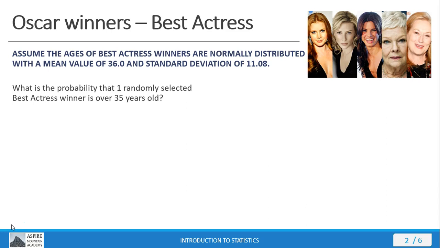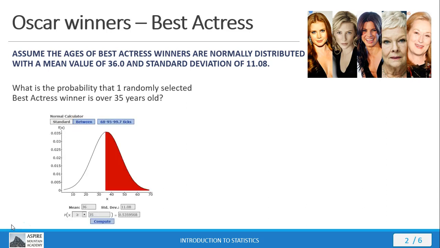Well, if we're resourceful, we're going to use StatCrunch. So when we do that, we just put the mean and the standard deviation value into our normal calculator. And then for the probability section, we want the probability that we're greater than 35. So when we do that, we hit compute and out comes our actual probability, which we see here is about 54%.